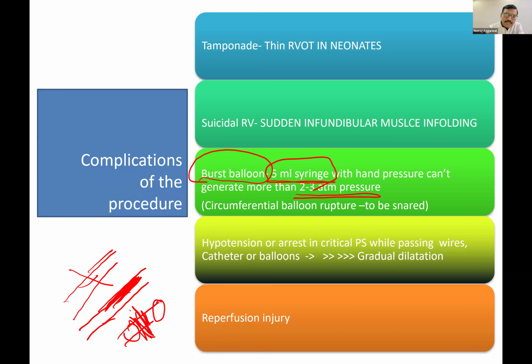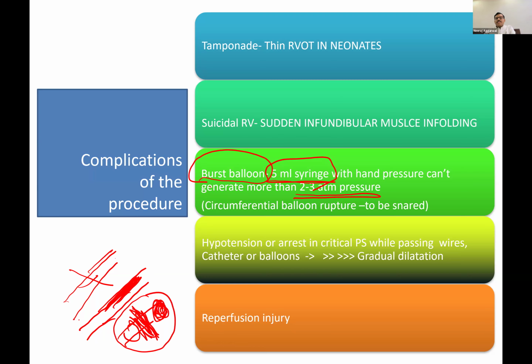But in circumferential rupture, this part has to be snared. I will describe the snaring part in my next lecture when we talk about clogged balloon dilatation. How to snare this part in circumferential balloon rupture, I'll not cover today.